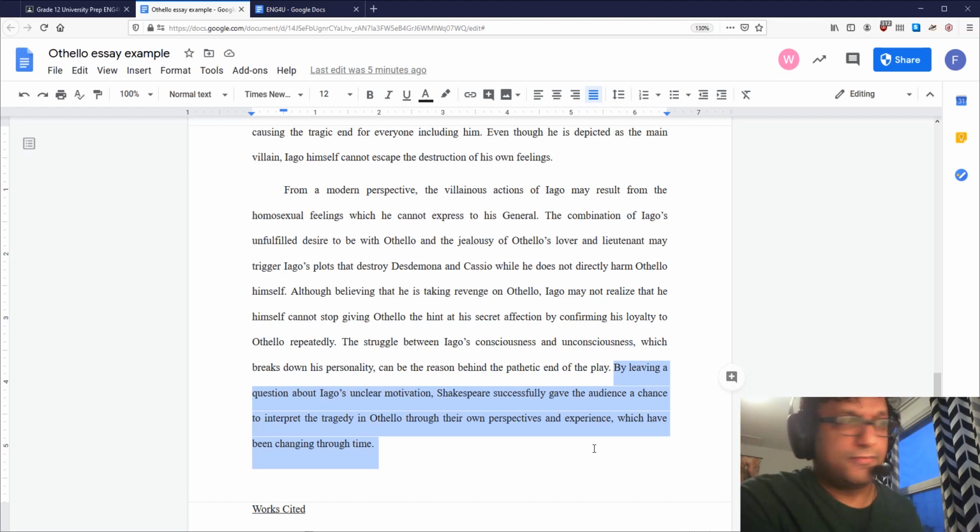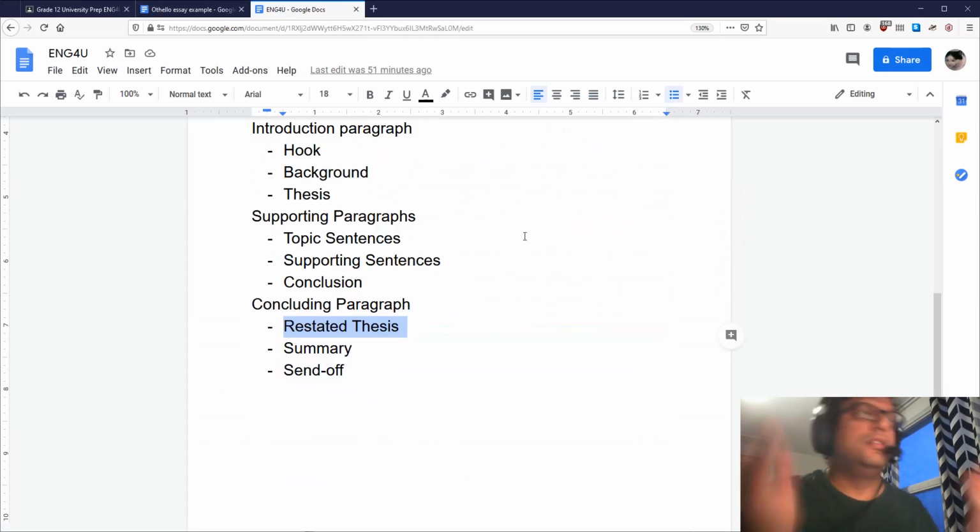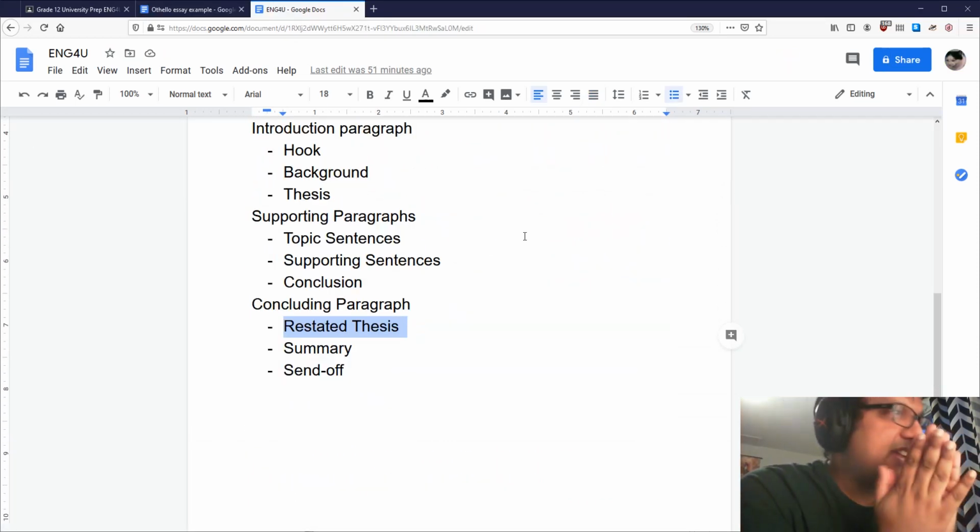Oh yeah, see, good student. It's just what I was talking about. So yeah, that is your send-off, right? It's your concluding sentence for the whole essay, right? Wrap it up with a nice bow. And then, of course, you have your works cited as the last page. So those are the 9 ingredients of the essay, and that's what your essays should look like.